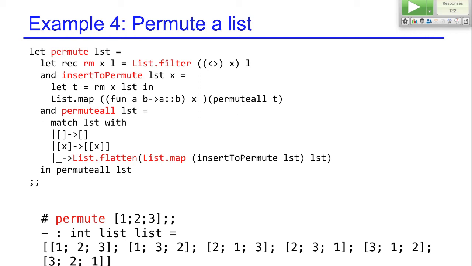Question? Is List.map the same as map? Yes, I'm sorry. I should have changed it. So this is List.map, because in this example I'm using filter, map, flatten. They're all defined in the List module. So I put List. But otherwise, if you don't have List here, you have to have a definition of map before this code. Okay? Otherwise, this is a permutation.